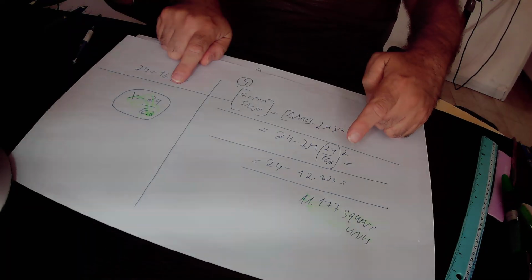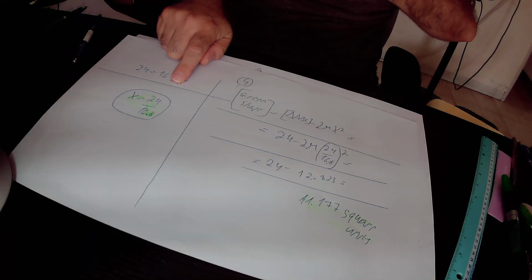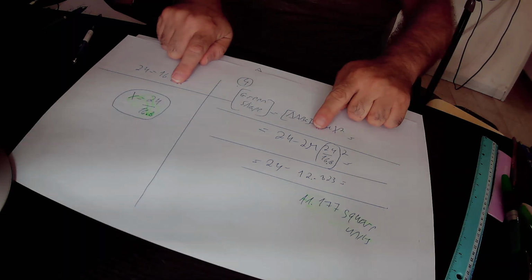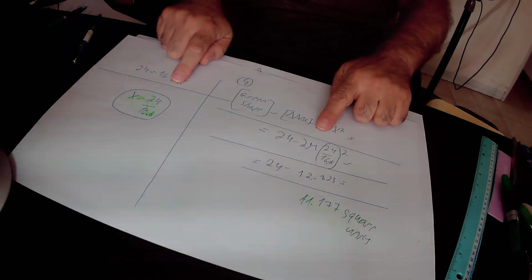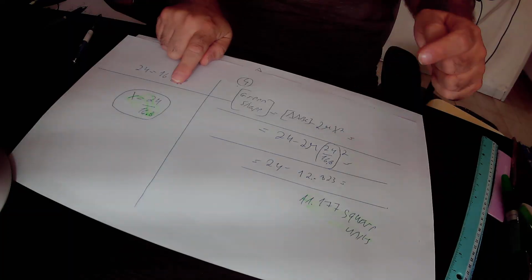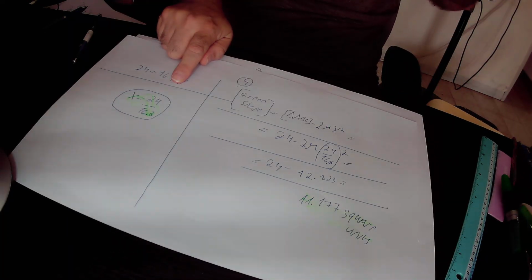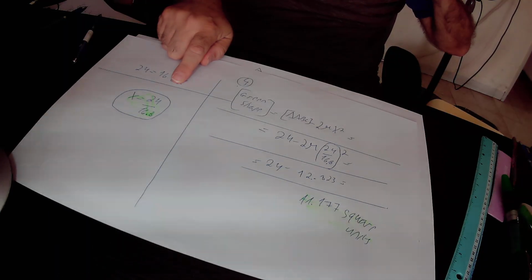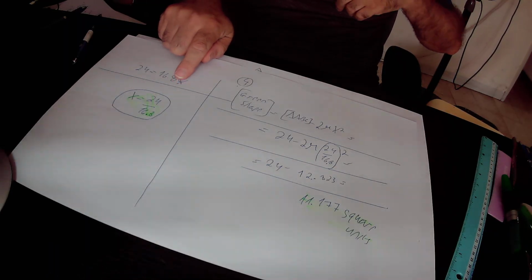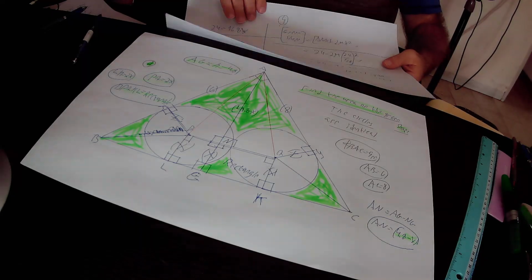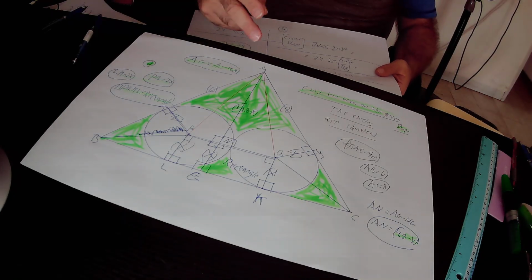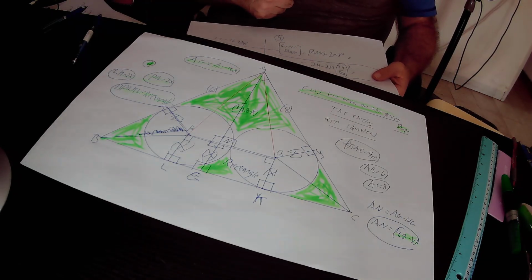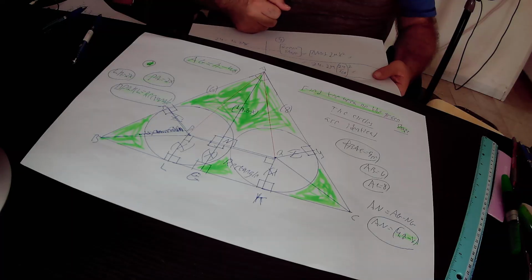So the value of this expression in total is 12.823. 24 minus 12.823 is equal to 11.177. So we found out that the area of this green shape, the area that we are looking for in this question, is in total equal to 11.177 square units in size. Okay, thank you very much.